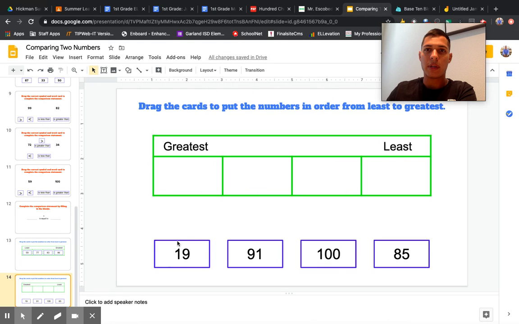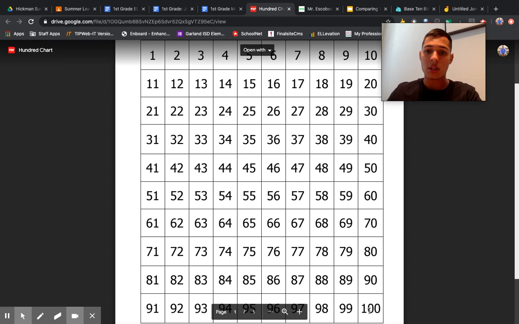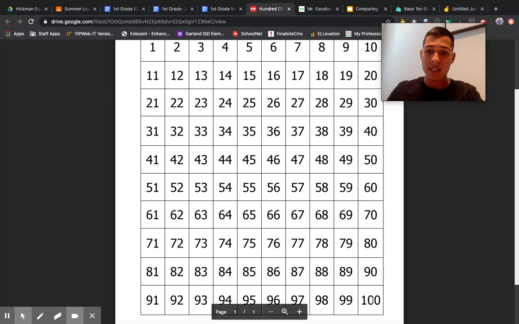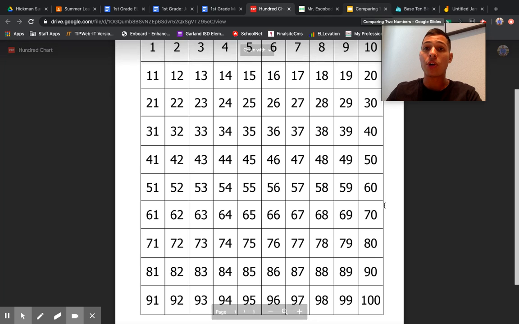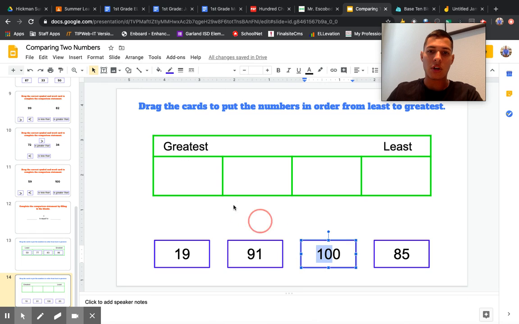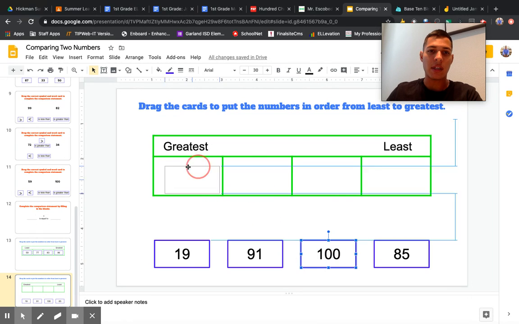Let me go back. So we got 19, 91, 100, 85. Out of these numbers, it wants us to put from greatest to least, from biggest to smallest. Out of these numbers, what number is our biggest number? If we don't know how to determine that, go to that hundreds chart. Look in order with your numbers. See where 100 is. 100 is all the way at the bottom. This is our biggest number. So we see that 100 is our greatest number. We're going to grab it and place it here.